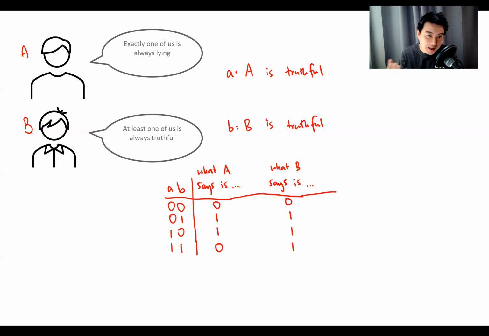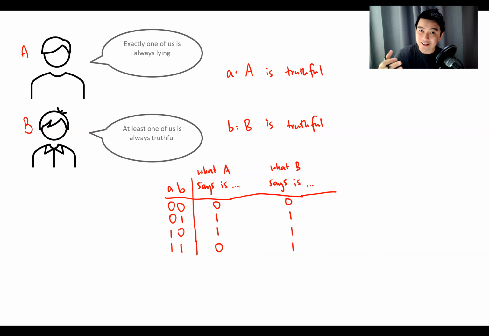All right, so now you may recognize this table as being the exclusive OR and the OR, respectively, but that's not the answer. The answer here is which case is possible. Okay, so which is it? Is it that they're both lying? Is it one of them is telling the truth and one of them is lying, or they're both truthful?